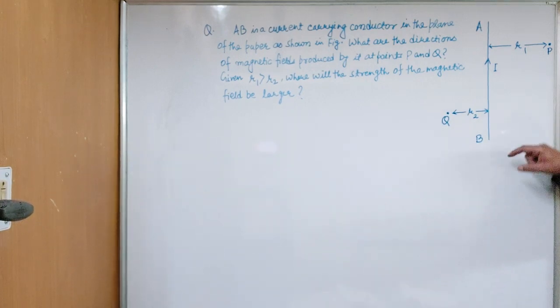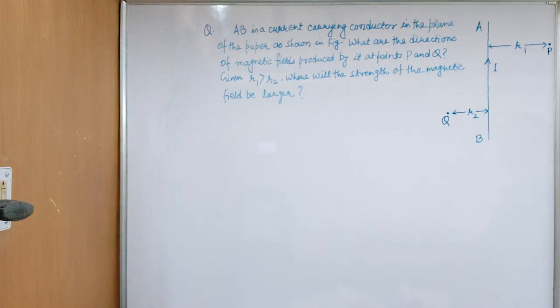So AB is a current carrying conductor. Suppose the conductor is in the plane of paper. So suppose the book or copy which you have kept now on your table, on that table the wire is placed. So what are the directions of magnetic field produced by it at point P and Q? So P is right side and Q is towards left side.